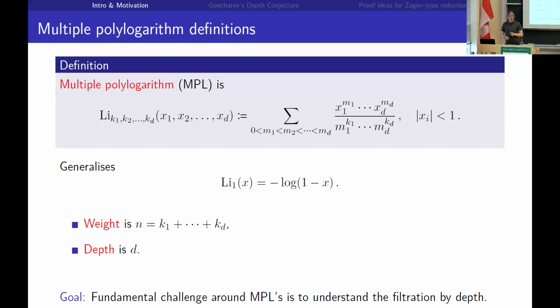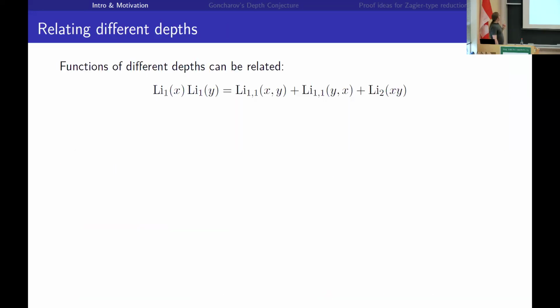What should I think of for a filtration? A linear combination, or some algebra generated by the user? So the filtration is: take all the polylogs, take the Q vector space, maybe C vector space, spanned by all things of depth less than or equal to some fixed number. And so the interesting thing is we can relate functions of different depths.